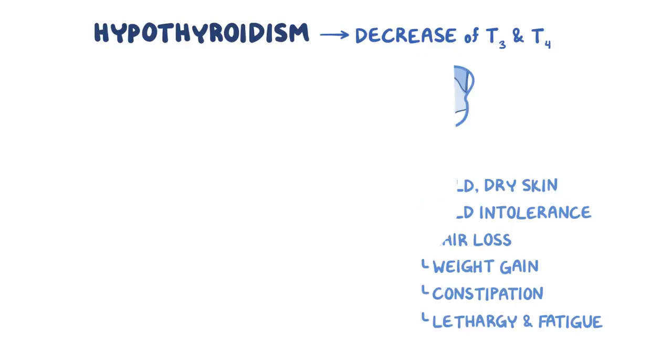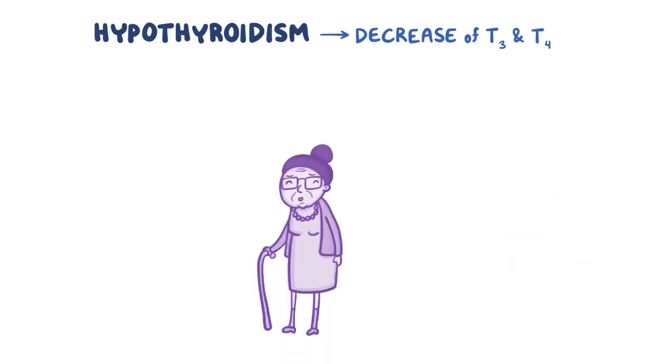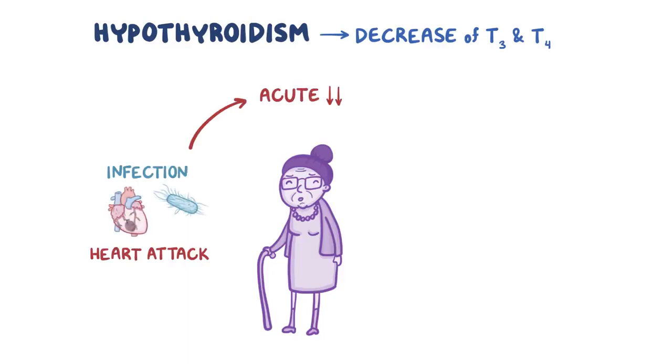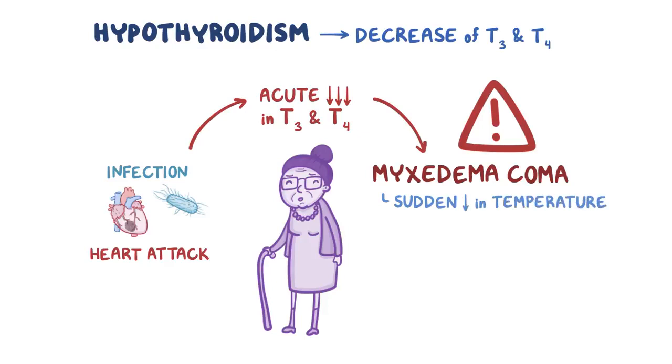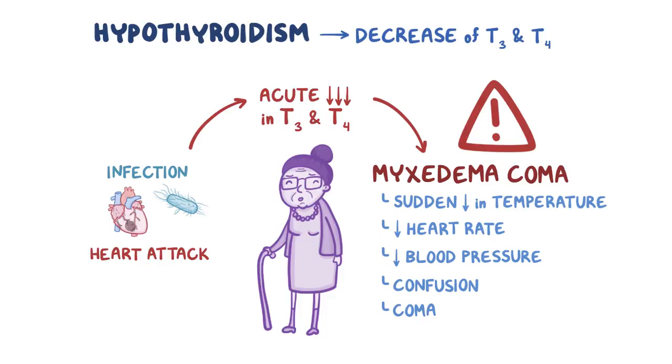Now, in some elderly individuals with low levels of thyroid hormones, any stressful event like an infection or a heart attack can lead to an acute decrease in T3 and T4. This leads to a medical emergency known as myxedema coma, with symptoms like a sudden drop in body temperature, low heart rate, low blood pressure, confusion, and coma.